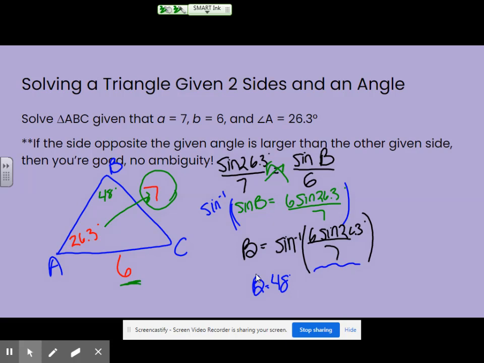Oh, 48 degrees is the wrong one. Ignore that. So many numbers at any given time. 22.3 degrees. That sounds so much better.